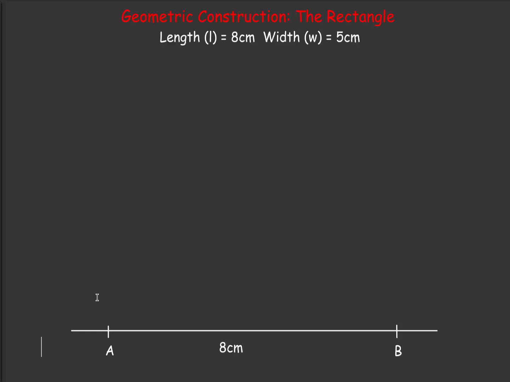We now need the width. So what you want to do is construct a perpendicular line either at A or at B. So to construct a perpendicular, you take your compass, then open it appreciably, and then with the compass pin at A, this is my A over here. So with the compass pin at A, I'm going to draw a semicircle. So this here is my semicircle.